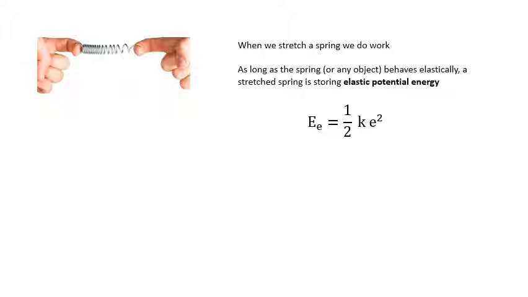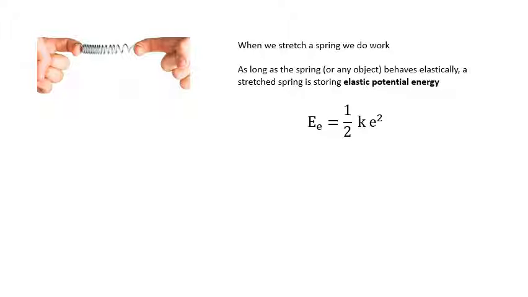If you stretch a spring, then you're doing work. In the last video we talked about work. Work equals force times distance. Now, as long as the spring behaves elastically, and we will talk about what I mean by that very shortly, then it is storing elastic potential energy. So a stretched spring or a squashed spring is storing elastic potential energy. Now, you don't need to learn this equation. It'll be on your formula list. And it is basically that your elastic potential energy is 1/2 ke squared.